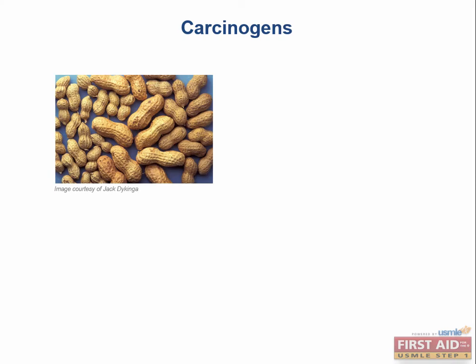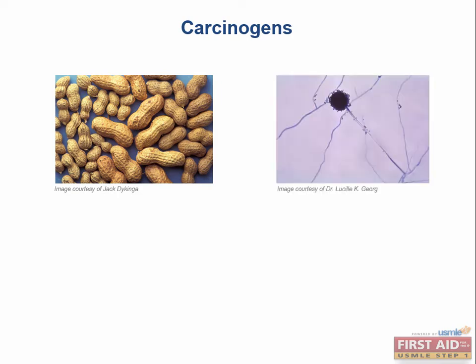Ready? All right, this one is known for being associated with peanut warehouses where they store peanuts. What is this microbe? It looks like this. You see these fruiting bodies. What are we talking about here? This is Aspergillus, right? And what is the carcinogen?